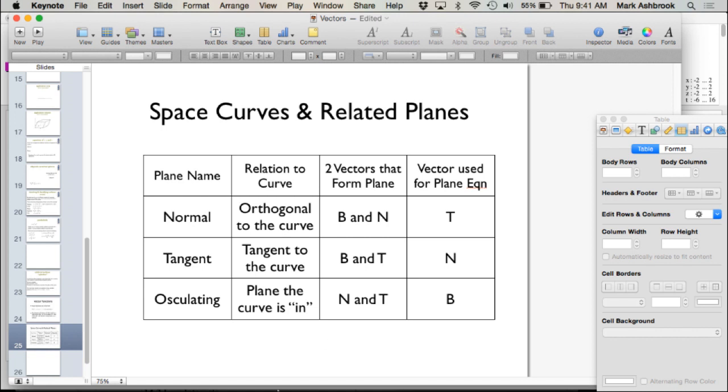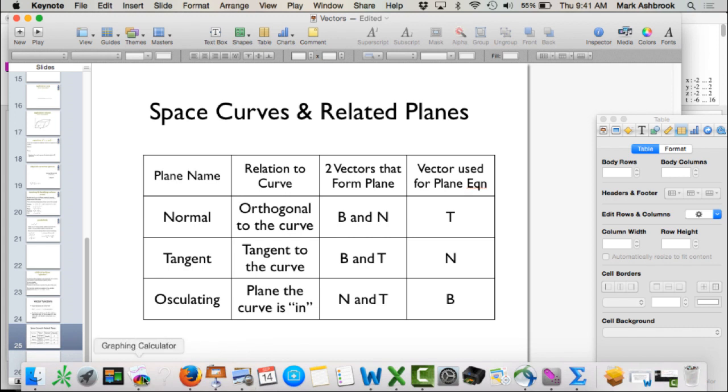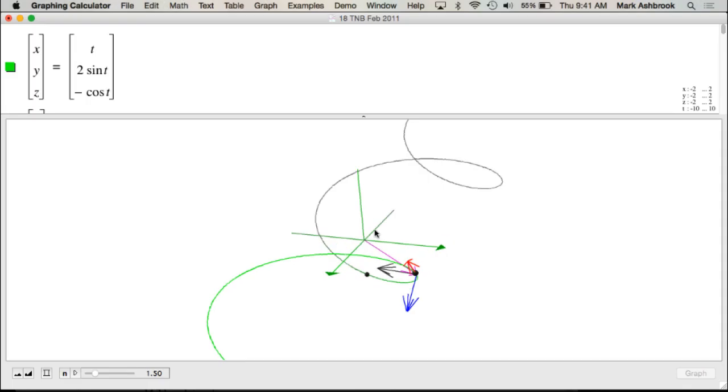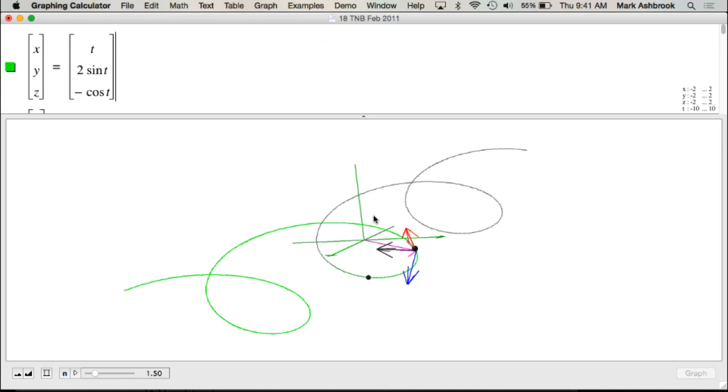Are we good? Okay, so let's look at that same example again, a different one here. So here it is in action. You've got this three-dimensional coordinate system that's moving along with the curve. At any given value of t, you've got the unit tangent vector, unit normal vector, and then the binormal vector. So first task, identify which is which by color.